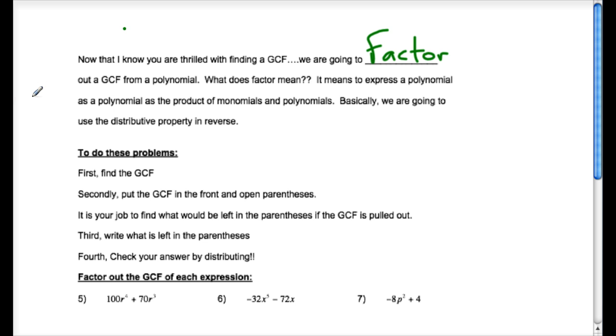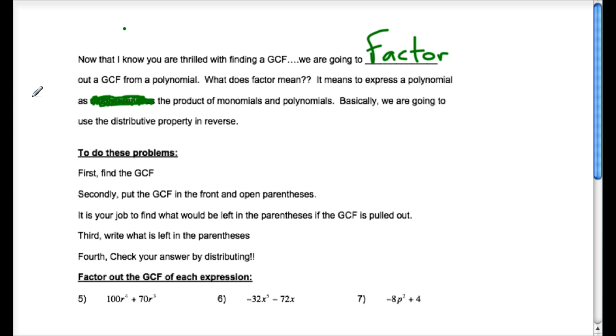I think Ms. Perlow typed up the same word a couple times here, so what I want you guys to do is cross off those 3 words in that third line down, a polynomial as. So I think it makes sense now. What does factor mean? It means to express a polynomial as the product.